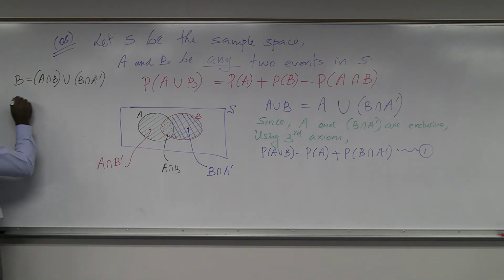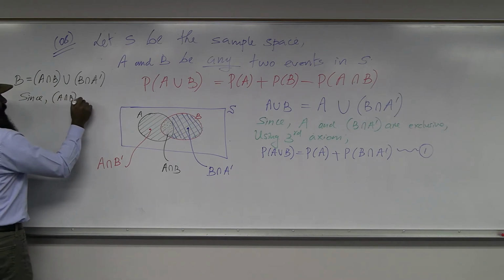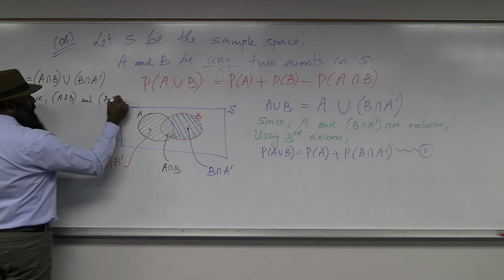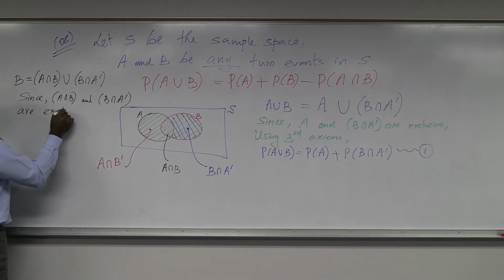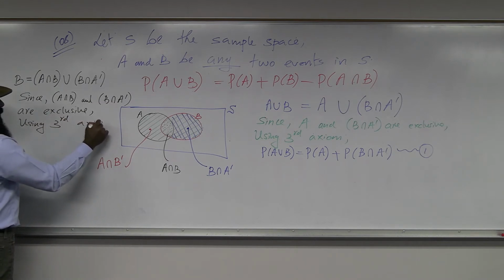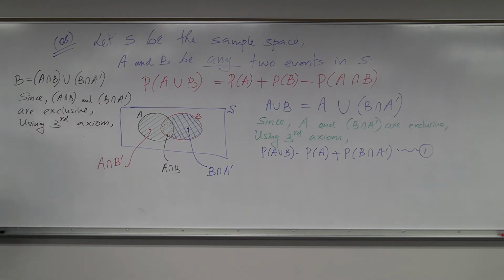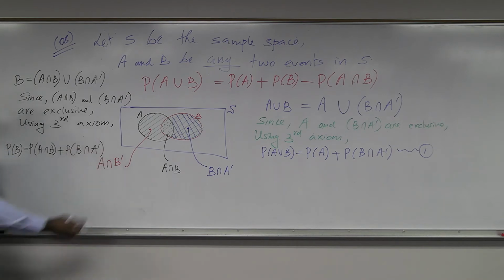I will say, since A intersection B and B intersection A prime are exclusive, mutually exclusive, using third axiom, we can write down probability of B equals probability of A intersection B plus probability of B intersection A prime.